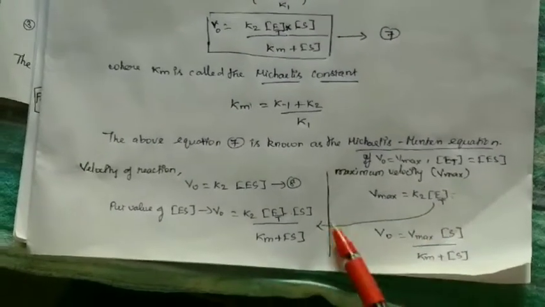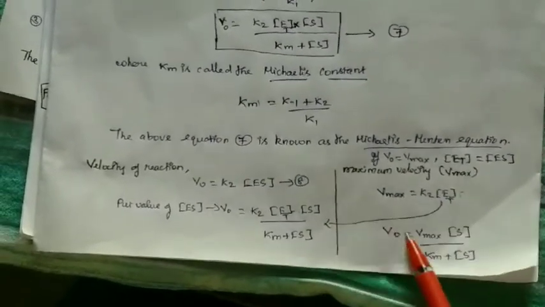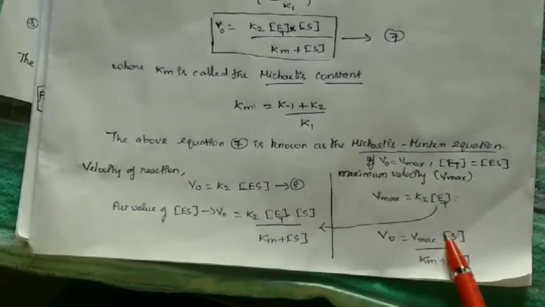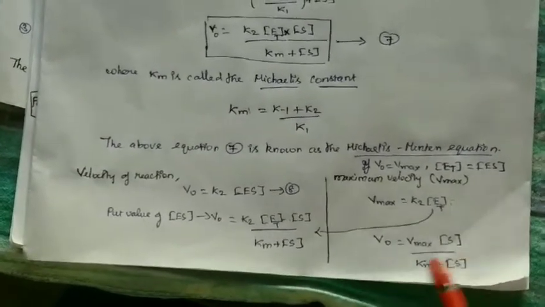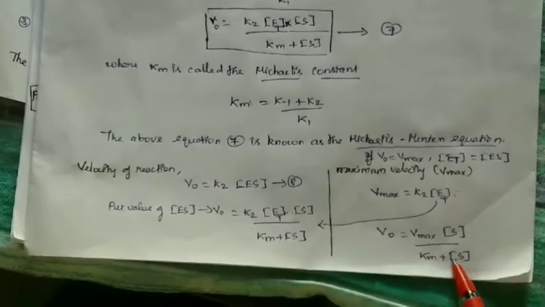What will happen? So substitute this equation. What happened? V0 is equal to Vmax into substrate concentration divided by Km plus substrate concentration.